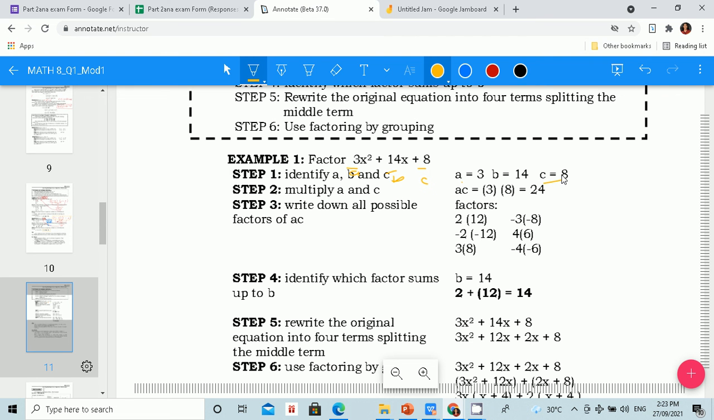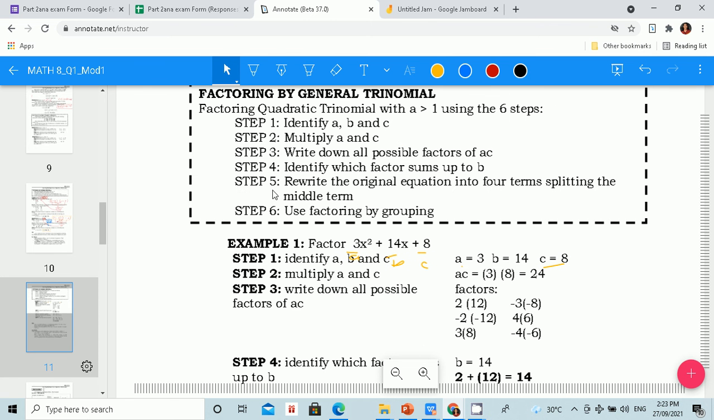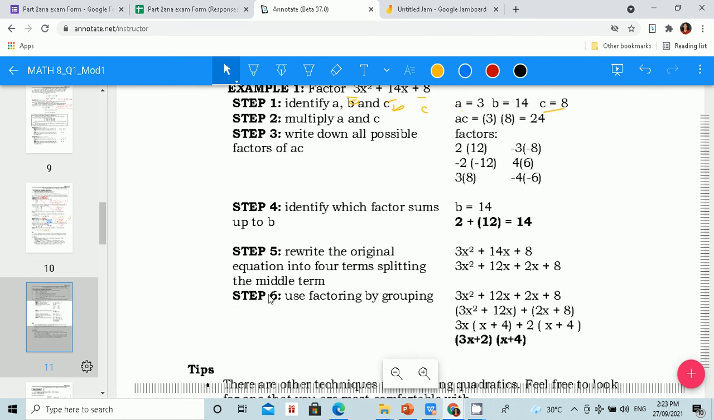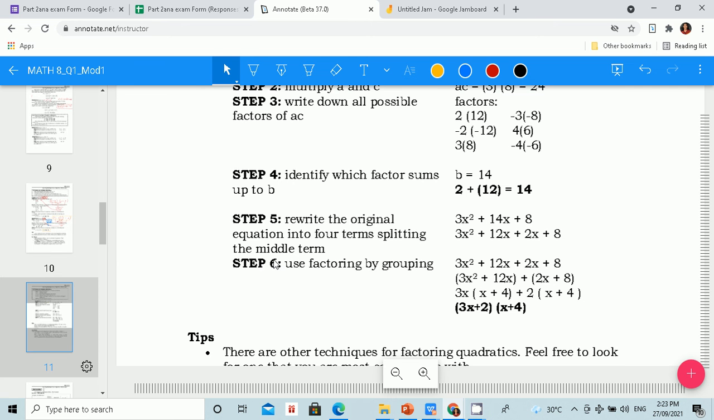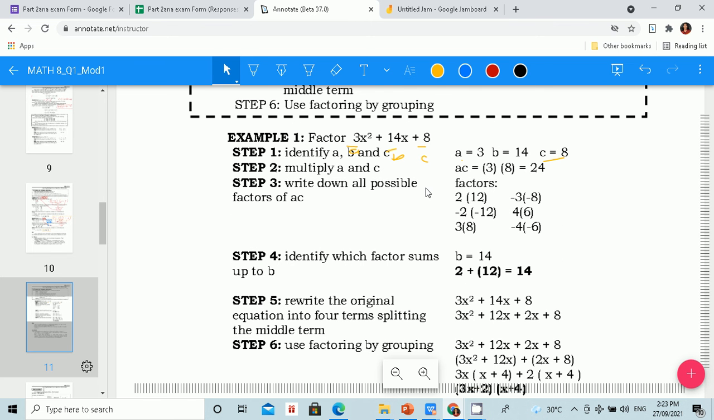Now, again, our goal is to factor a general trinomial, factoring a quadratic trinomial. Okay, so that is step 1. Now step 2, we have to multiply A and C. What is A? It's 3. What is C? It's 8. So 3 times 8, that is 24.